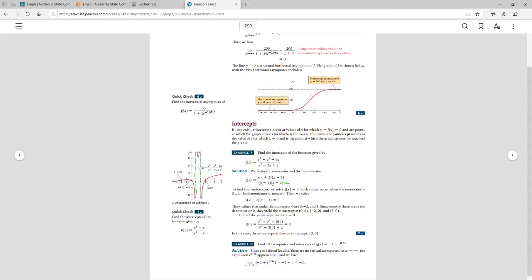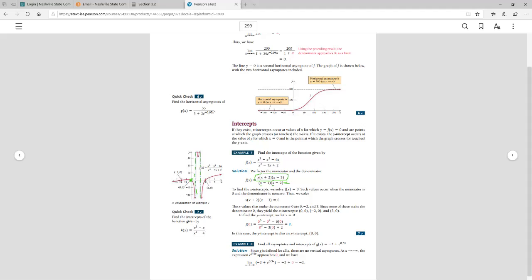So let's focus on the numerator. What values of x would make the numerator 0? There's nothing wrong with the numerator being 0. Notice that when x is equal to 0, that would give us 0 times x plus 2 times x minus 3. So x is equal to 0 would be an intercept, and it's marked right here on the graph.